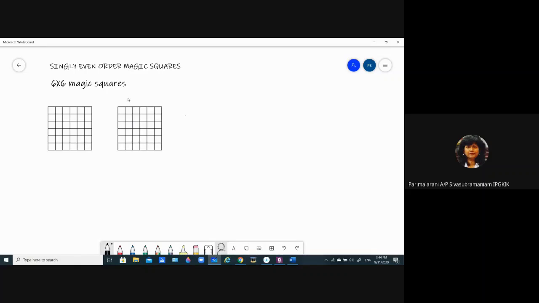Singly even order magic squares. Okay, let's look at what is a singly even order magic square. A singly even order magic square is one whose order is divisible by 2 but not divisible by 4. So this order is 6.